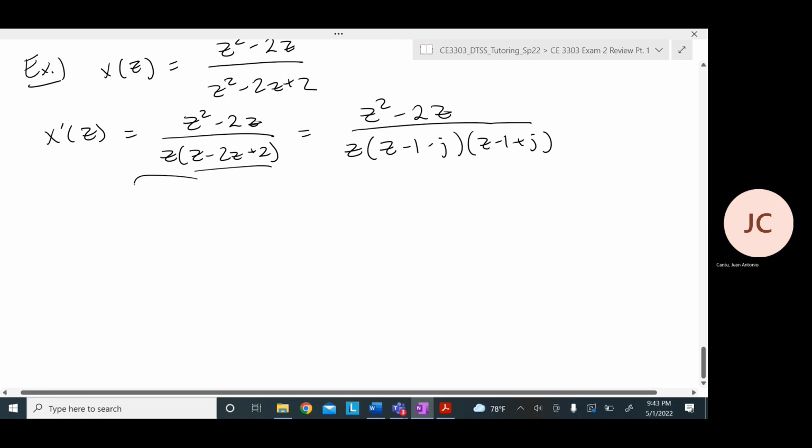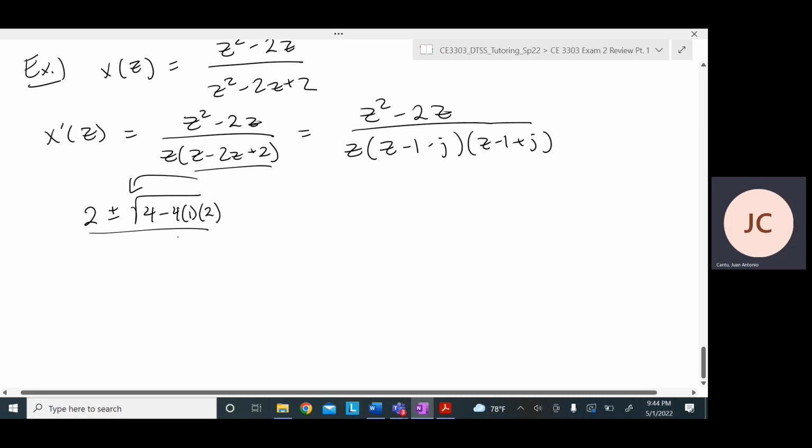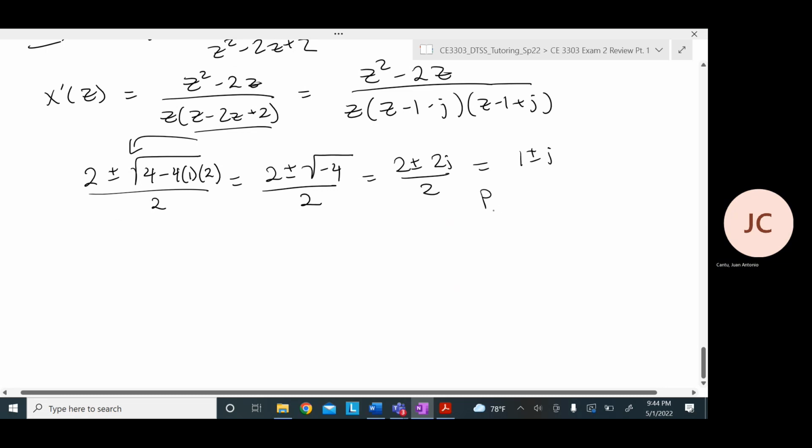So I can show that really quickly. We'll have negative b, which is 2, plus or minus the square root of b squared, 4, minus 4 times a, 1, times c, 2, divided by 2. We get 2 plus or minus the square root of negative 4 over 2, which would be 2 plus or minus 2j over 2, which is simply equal to 1 plus or minus j. So now our poles: pole 1 can be 1 minus j, pole 2 can be 1 plus j.